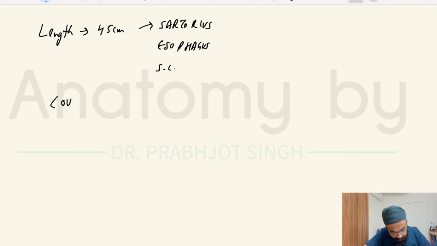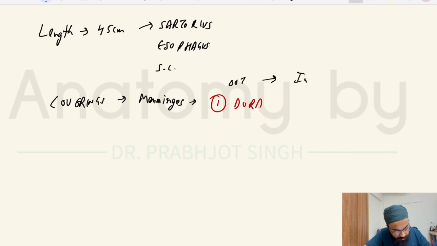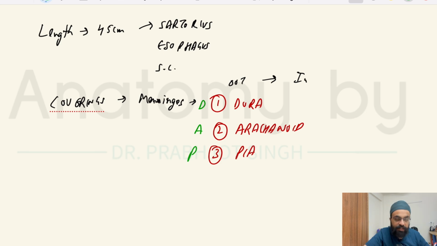Then the coverings. So we know that the spinal cord is covered by meninges. So from outside to inside, what are these meninges? The first one is dura, the second is arachnoid, and the third is pia. So then you can remember it like DAP. The mnemonic is DAP.